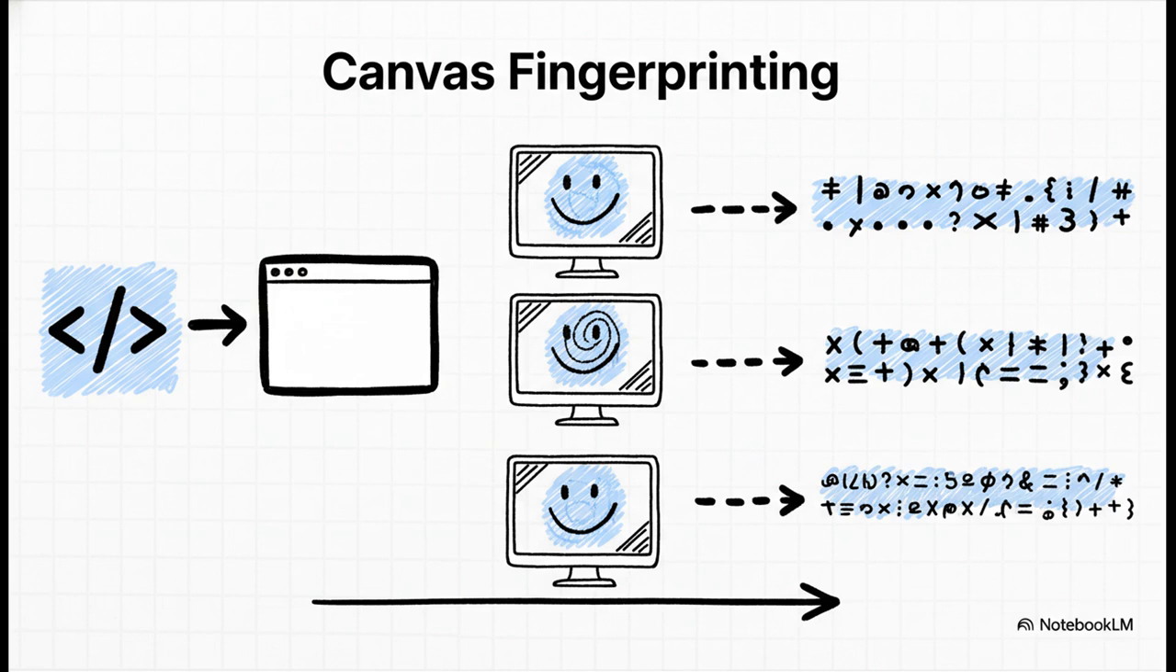Let's just zoom in on one of the most clever techniques out there. It's called canvas fingerprinting. So, a website tells your browser to draw a hidden image. Now, because of tiny differences in your graphics card, your drivers, even your fonts, the way your computer actually renders that image will be slightly different from almost any other computer on the planet. That tiny variation gets converted into a code, and it becomes a really strong part of your unique digital ID.